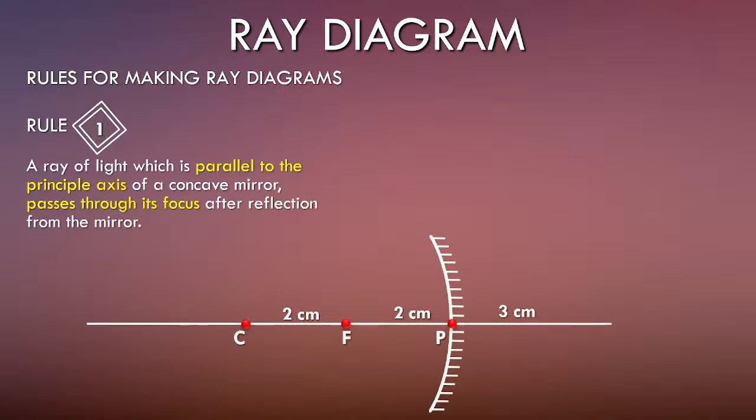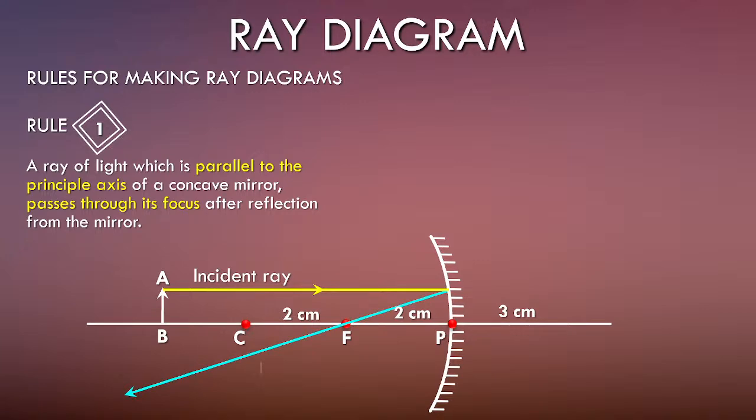So, rules for making ray diagrams. Very important rules. Rule number 1. A ray of light which is parallel to the principal axis of a concave mirror passes through its focus after reflection from the mirror. Imagine, okay, AB is an object. Look at this. Can you see that arrow coming up now? Can everyone see? Okay, AB is an object and I'm making a line. This is called the incident ray. Rule 1 says that the incident ray should reflect and pass through the focus. It will pass through which point here? Focus. Okay, look at this now. Is it passing through the focus? Yes, sir. Yes, next.